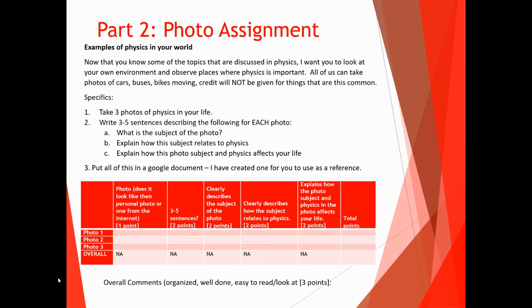So each photo is going to have its own paragraph. So first, I want you to tell me what the subject of the photo is. Just in case I can't tell, make it clear to me exactly what you were taking a photo of and what you were trying to show. Point B, explain how the subject relates to physics. What is it that you were trying to demonstrate? Sometimes it's not clear in the first photo, and maybe you need to help me understand.